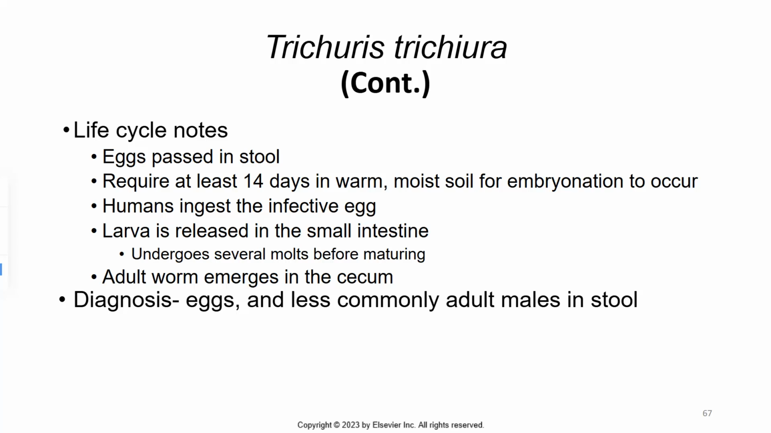Life cycle notes: the eggs are passed in the stool. They require at least 14 days in warm, moist soil for embryonation to occur. Humans ingest the infective egg, larvae is released in the small intestine, undergoes several molts before maturing, and then the adult worm emerges in the cecum. Diagnosis: eggs and less commonly adult males in the stool.